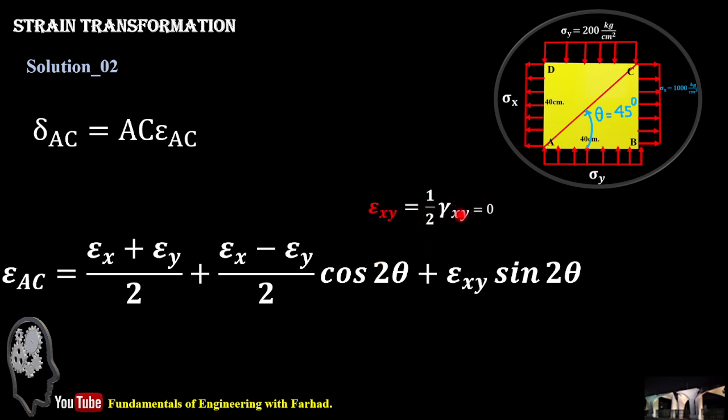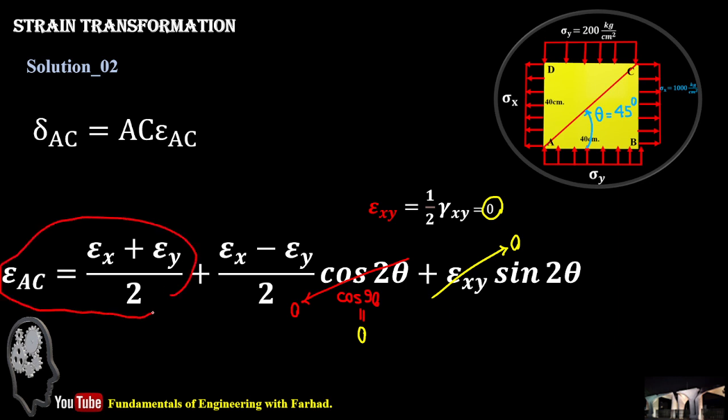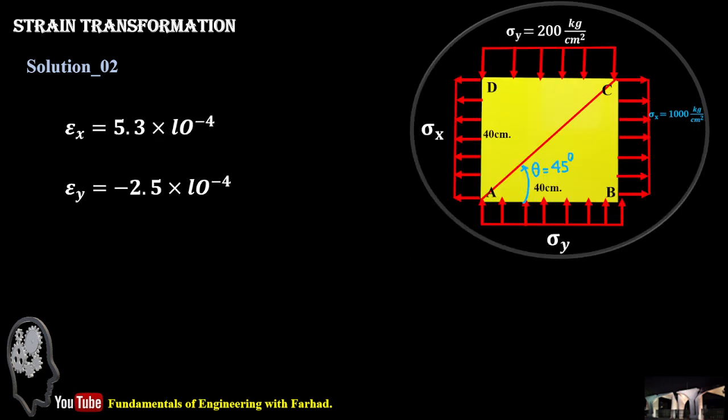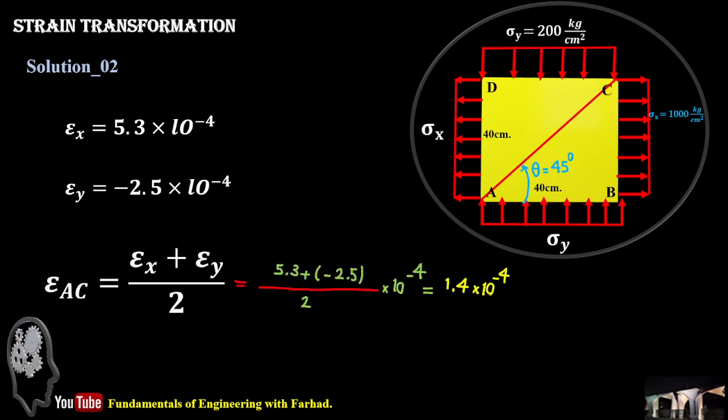From the previous slide, we know that gamma xy is equal to 0. So epsilon xy, which is half of that, should be 0 as well. Also cosine of 90 degrees, which is 2 theta, is 0. So these two terms are removed from our equation, and we are only left with this part for epsilon AC. We already know what epsilon x and epsilon y are. If we add them together and divide by 2, it gives us 1.4 times 10 to negative 4.